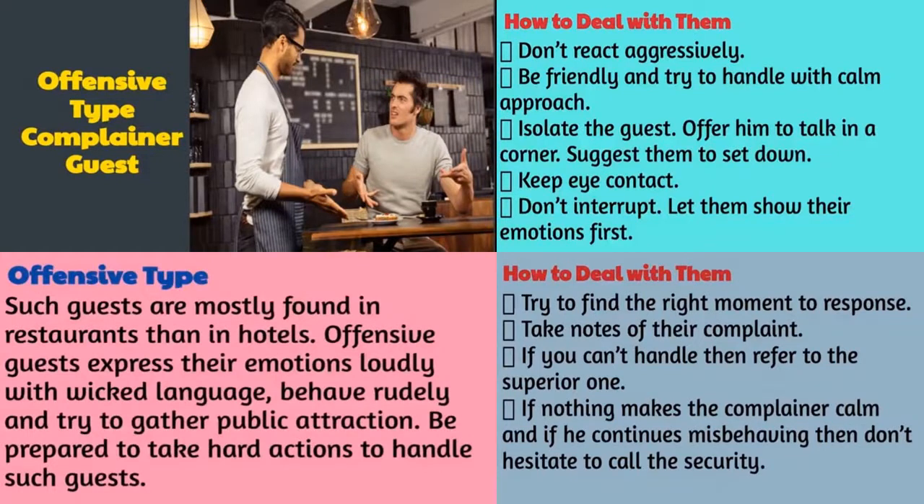The second type is the offensive complainer guest. Such guests are mostly found in restaurants rather than in hotels. Offensive guests express their emotions loudly with weak language, behave rudely, and try to gather public attention. Be prepared to take hard actions to handle such guests.